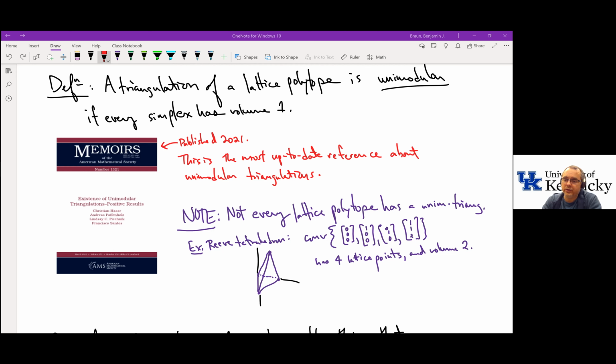So a unimodular simplex is a simplex that is unimodularly equivalent to the standard simplex. What that means is there is some affine lattice-preserving transformation that takes the standard simplex to this other simplex. And then a triangulation is unimodular if every simplex in the triangulation is equivalent by an affine lattice-preserving map to the standard simplex. Does that make sense? Hopefully that makes sense.